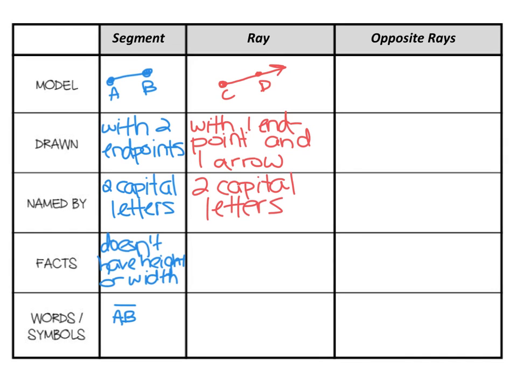Again, it doesn't have a height or a width. We're just working with length here. And you draw it just like you see it. There's an arrow on one side, and it's Ray CD.